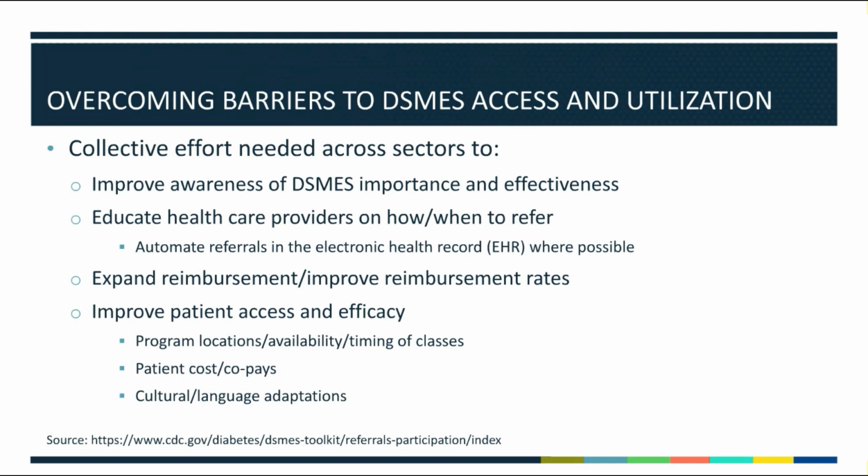Expanding reimbursement and improving reimbursement rates. There's work underway by some of the national organizations now trying to have increased conversations with CMS and improve patient access and efficacy. So we really do want to be sure that program locations and availability and timing are available to people. They know when they can go, patient costs and copays, and then as we've talked about those cultural adaptations, and all of us continuing to reinforce our skills in cultural competency and health literacy and numeracy for sure. Next slide, please.